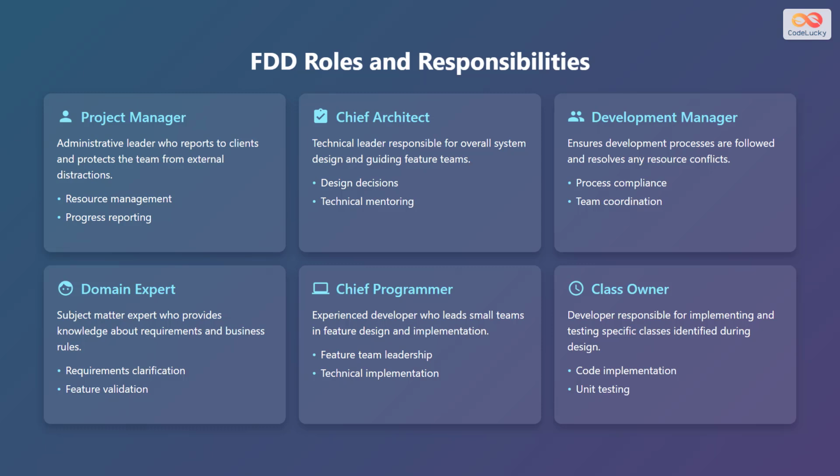Feature-driven development has several specific roles and responsibilities. First, project manager. This is the administrative leader who reports to clients and shields the team from external distractions, ensuring smooth progress. Their responsibilities include resource management and progress reporting. Second, chief architect. The chief architect serves as the technical leader, responsible for the overall system design and guiding the feature teams. Their responsibilities include making key design decisions and providing technical mentoring.